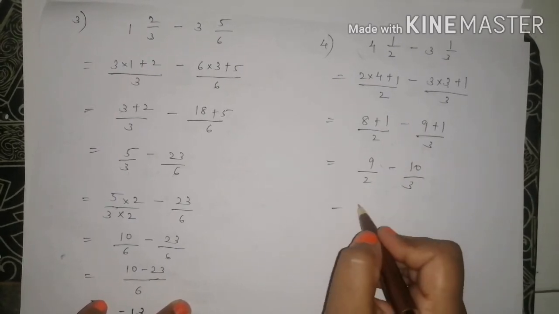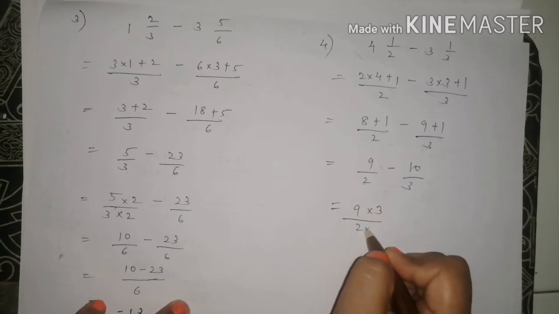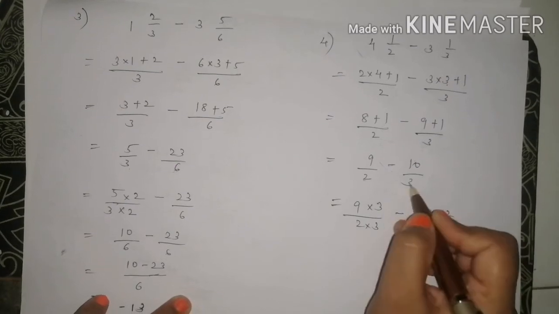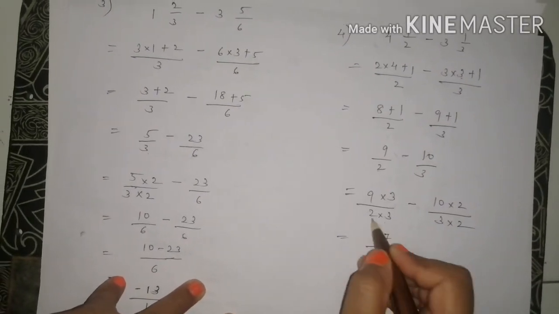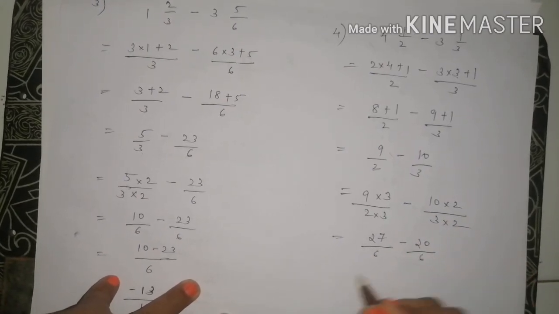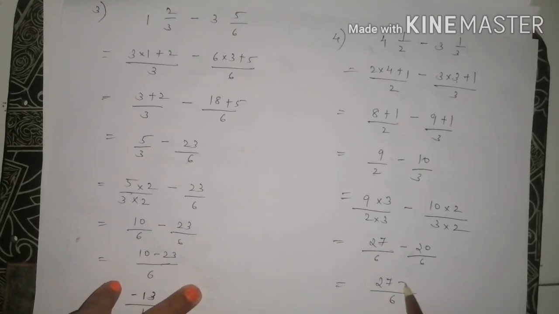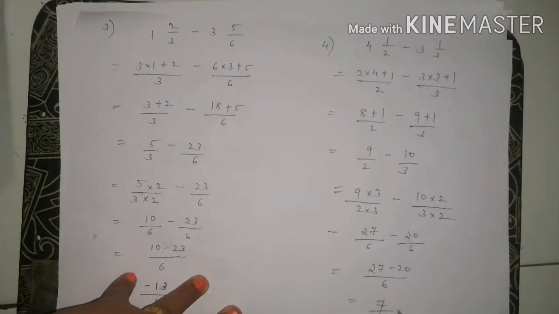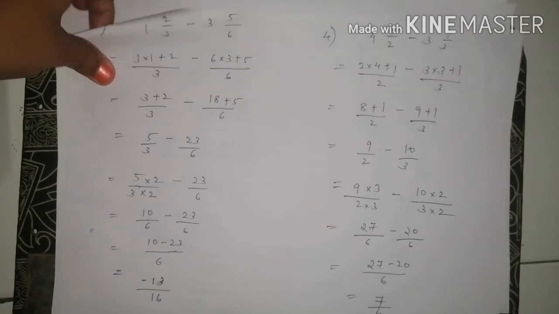Do the cross multiply. 9 into 3 upon 2 into 3, minus 10 into 2 upon 3 into 2. So 9 3s are 27 upon 2 3s are 6, minus 10 2s are 20 upon 3 2s are 6. The denominator has become the same. Write it one time. 27 minus 20 will give you 7 upon 6. So the final answer we got is 7 upon 6. So we are done with question number 2.